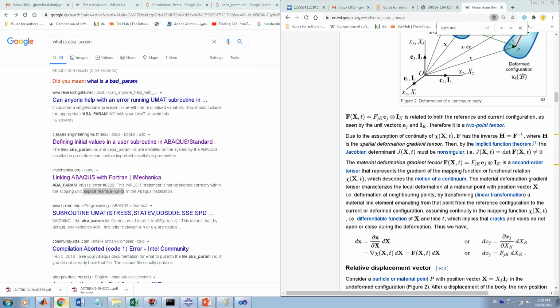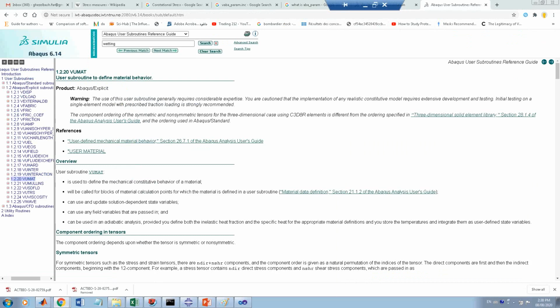So as I mentioned, we need to write a VUMAT in Abaqus. The VUMAT is, what is it? It is a subroutine which enables you to define any constitutive model in solid mechanics. So it's a very flexible module, and if you learn it, it's very good.